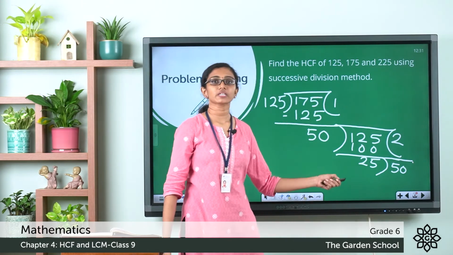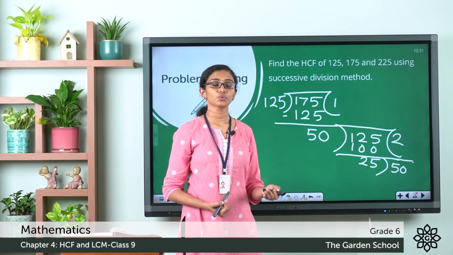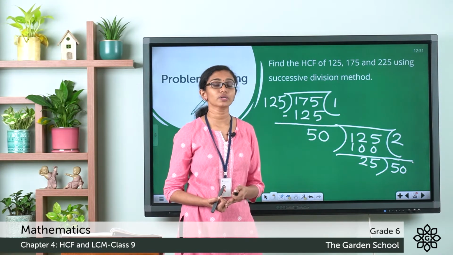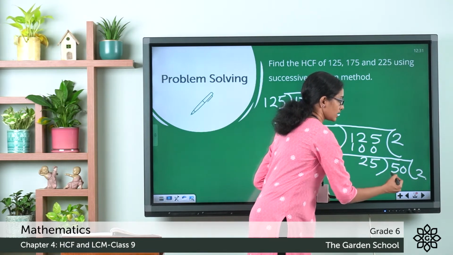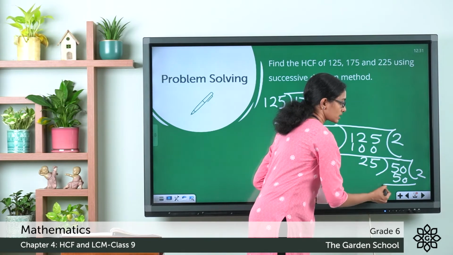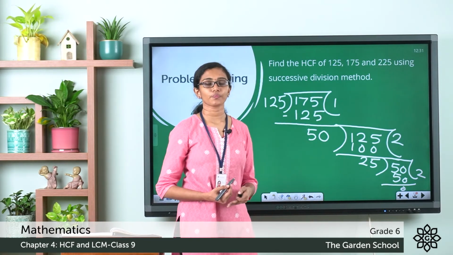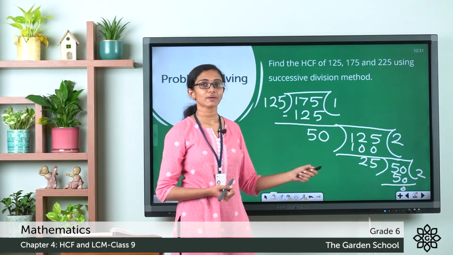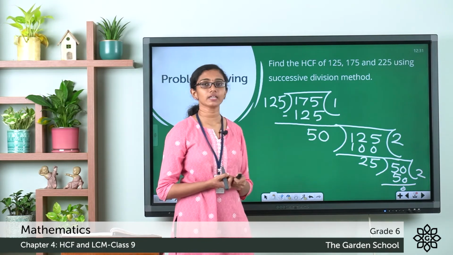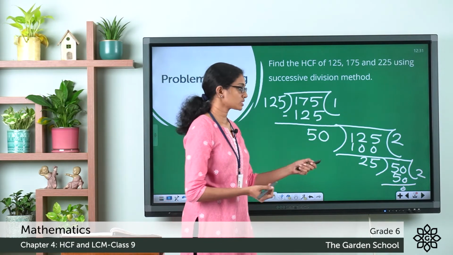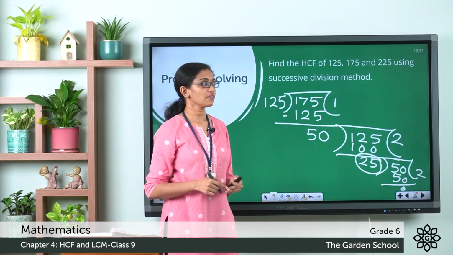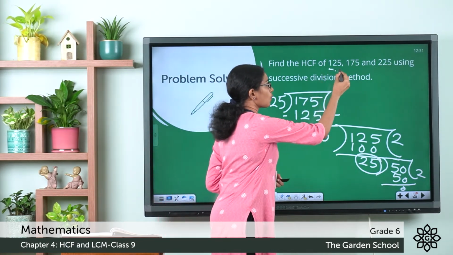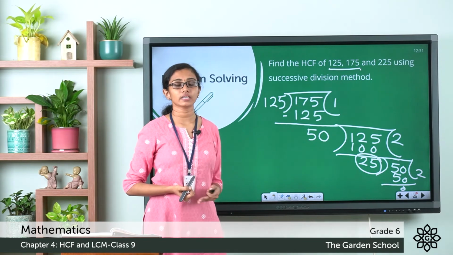Now how many 25s are there in 50? Two 25s. So 25 into 2 equals 50. Let's write the 2 over here. Now here it becomes 50, and the difference becomes 0. So we kept on dividing till we got the remainder as 0. Which is the last divisor? It is 25. So 25 is the HCF of 125 and 175.